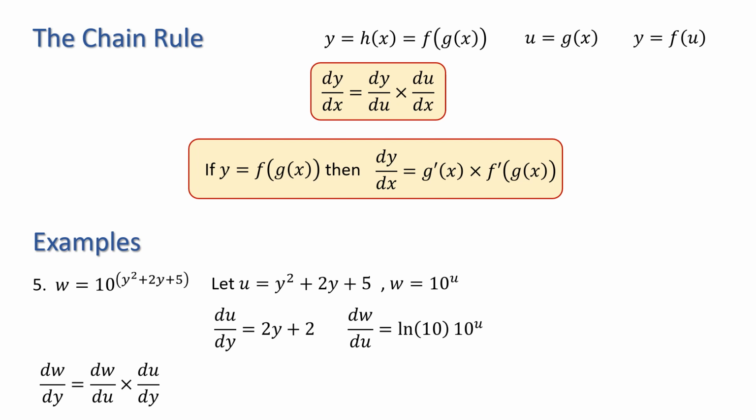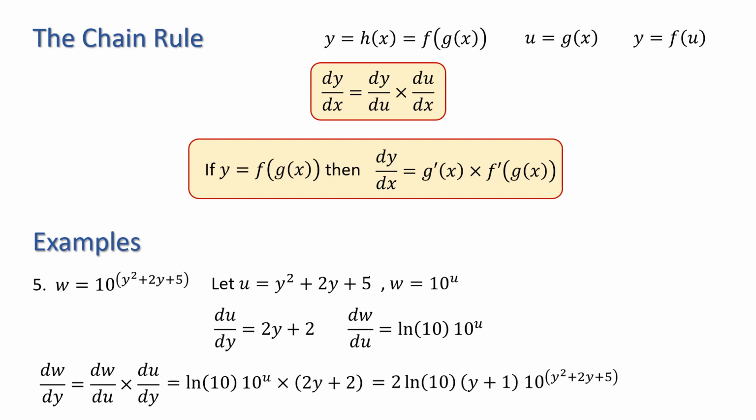Now we have everything we need to find dw by dy. We have ln 10 times 10 to the u times (2y plus 2). Substituting u back into our result, we have 2 ln 10 (y plus 1) 10 to the power of (y squared plus 2y plus 5).